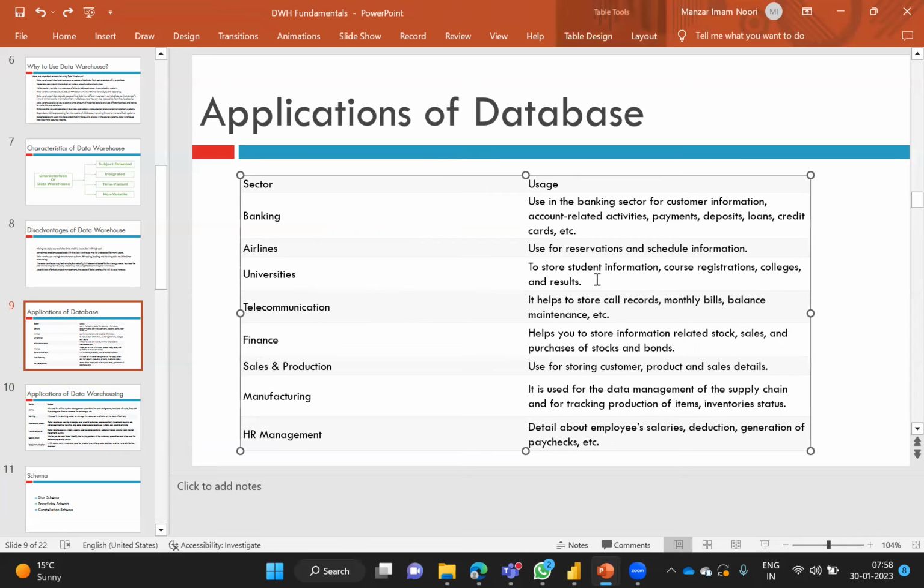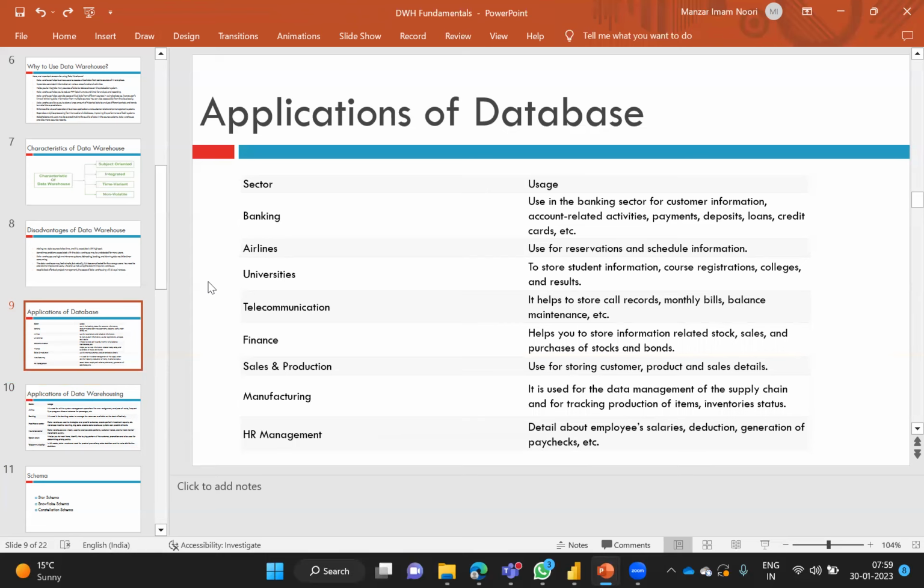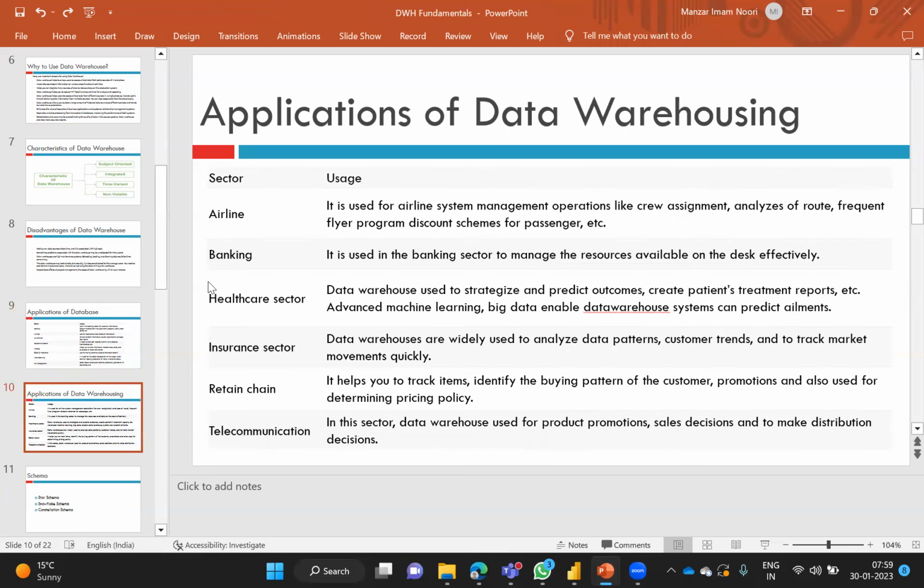But only for registration, you don't need to use the data warehousing. This will only keep the record, enter the record into the system. It is not doing anything else. That's why we just need to use the database. So these are the various things we have as part of the database and data warehouse.